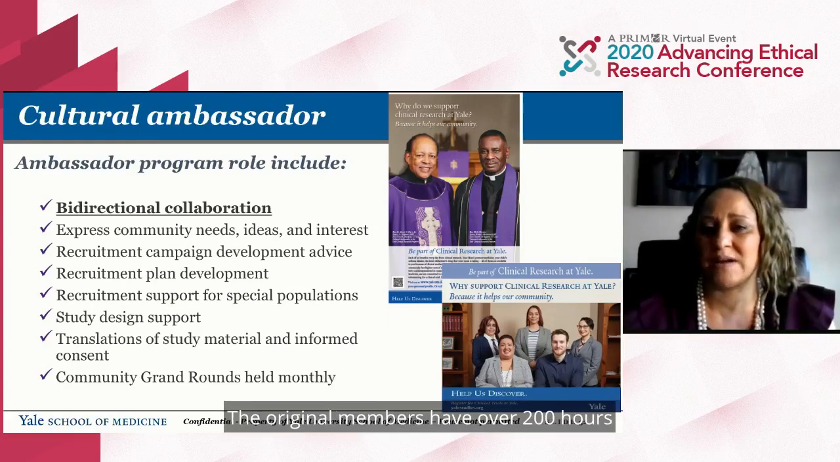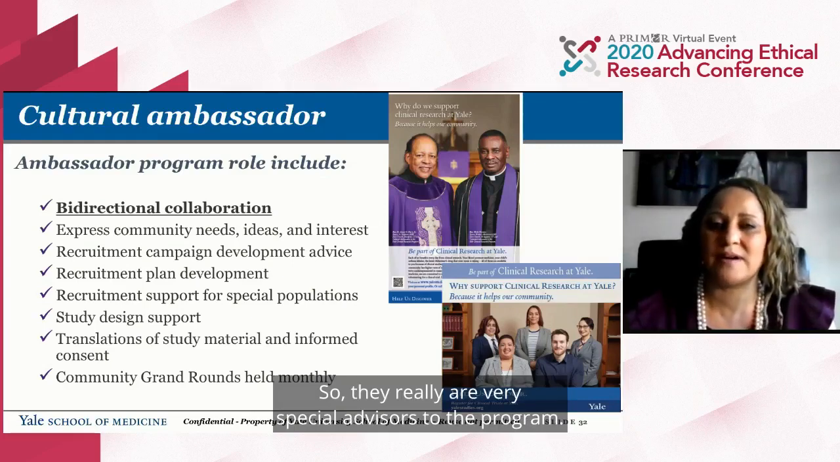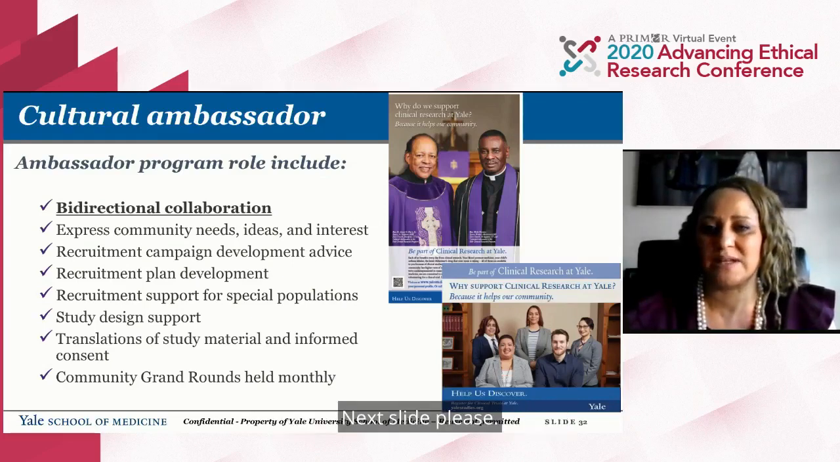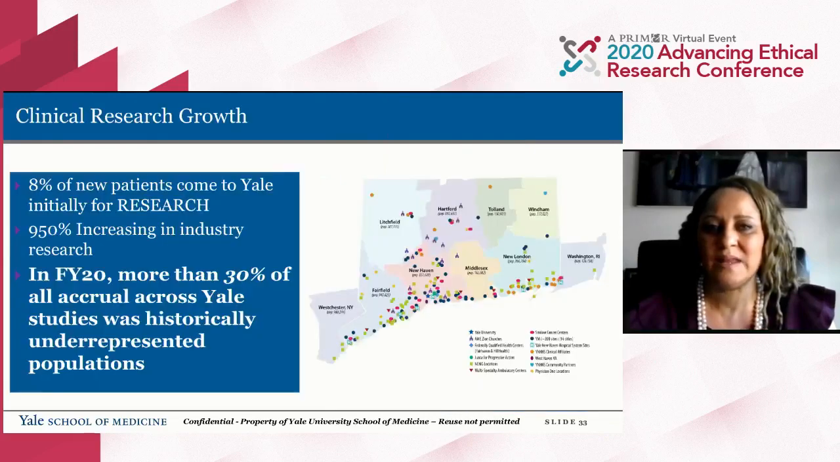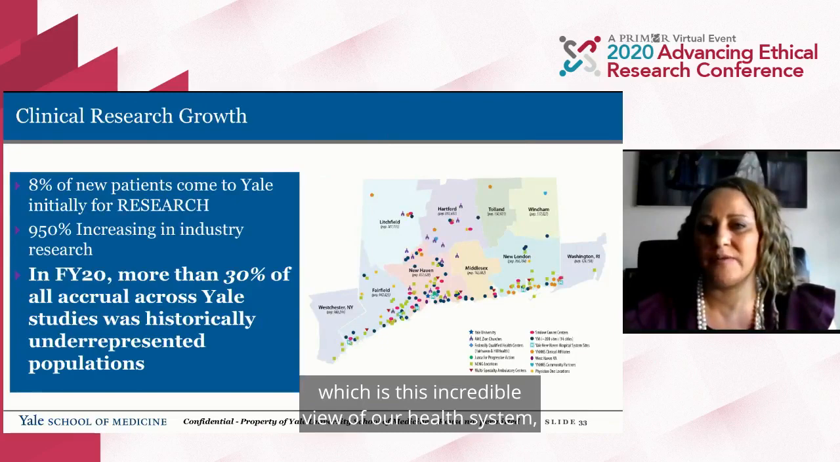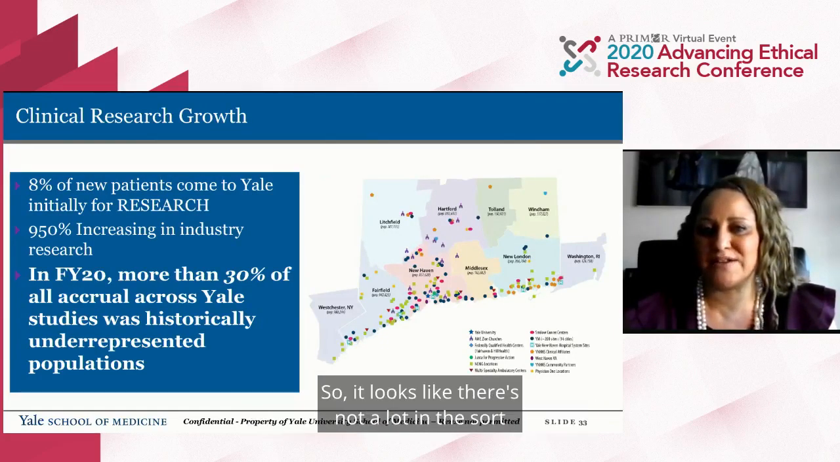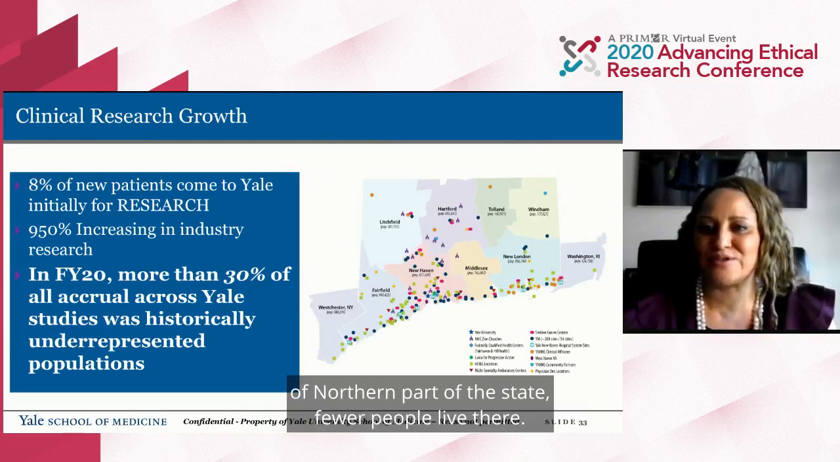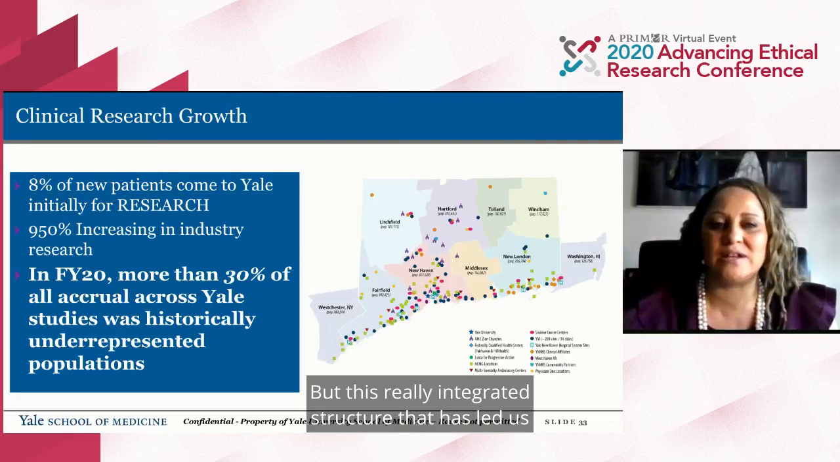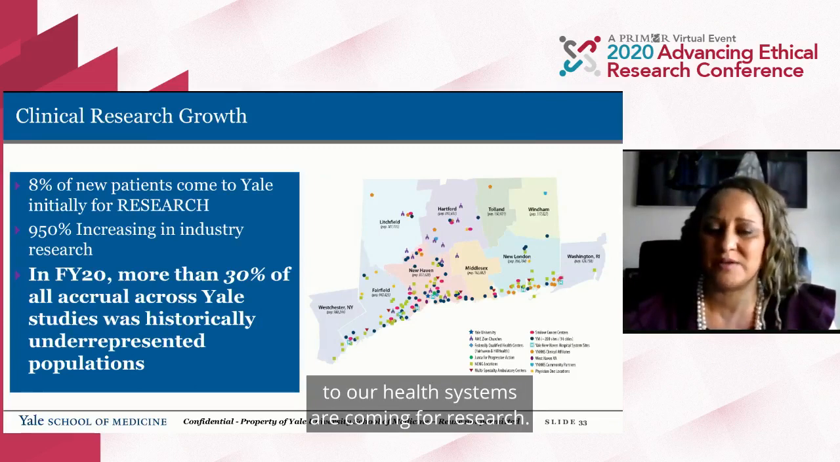The original members have over 200 hours of clinical research training, so they really are very special advisors to the program. Next slide, please. And what this has resulted in for us is this incredible view of our health system. Here it's shown by population density. So it looks like there's not a lot in the northern part of the state, but fewer people live there. But this really integrated structure has led us to 8% of the total new patient volumes coming to our health systems coming for research.